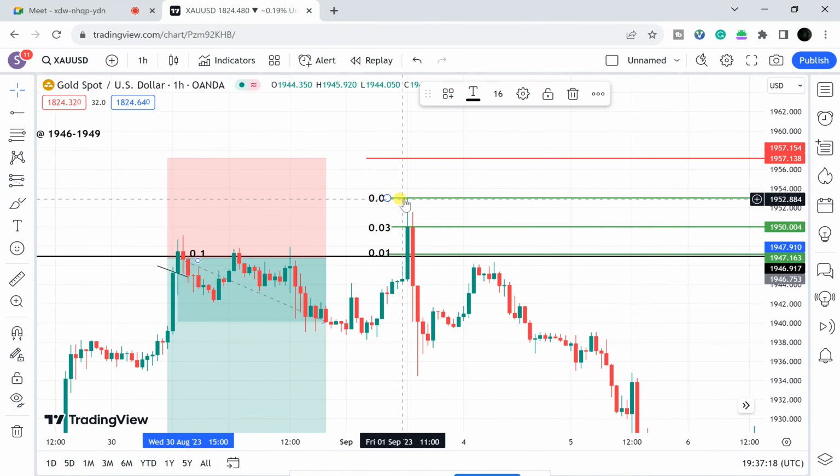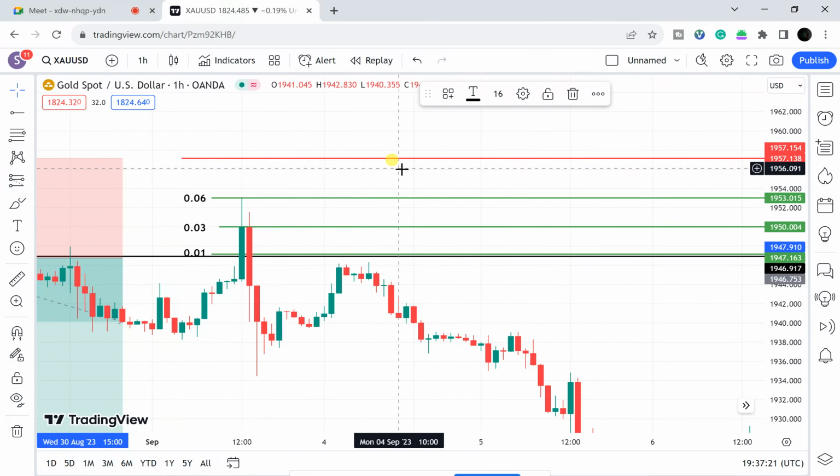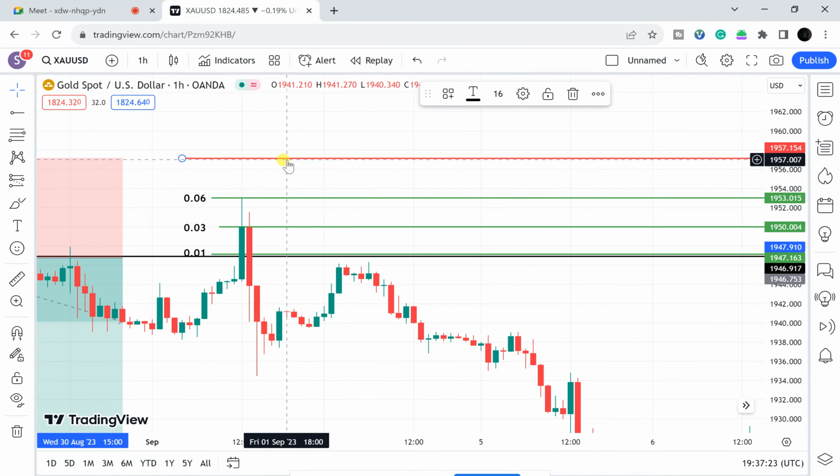So from this last position to this zone, that's from 53 to 57, we are having just 40 pips. For every 10 pips we are losing $6. So for 40 pips we are losing $24.